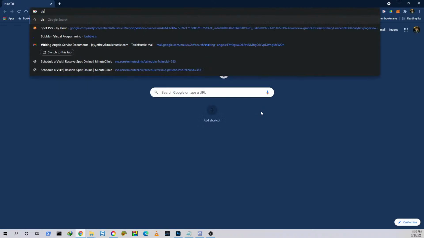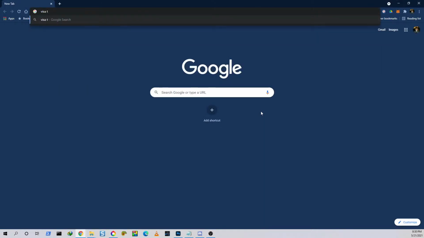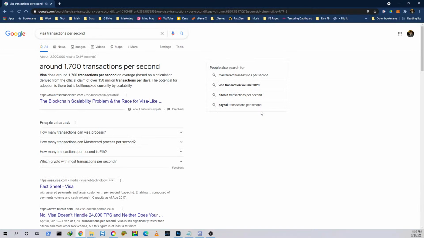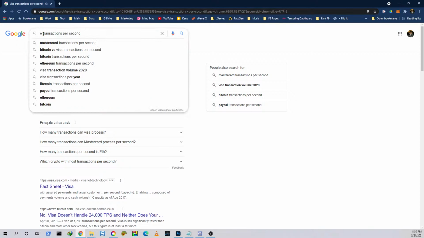What's important with transactions per second? If we go to Visa, see, Visa has around 1,700 transactions per second. If I say, let's say Ethereum, right? Oh God, I'm horrible.